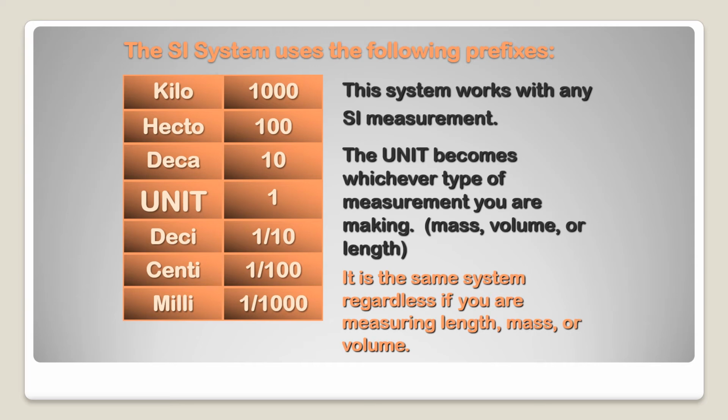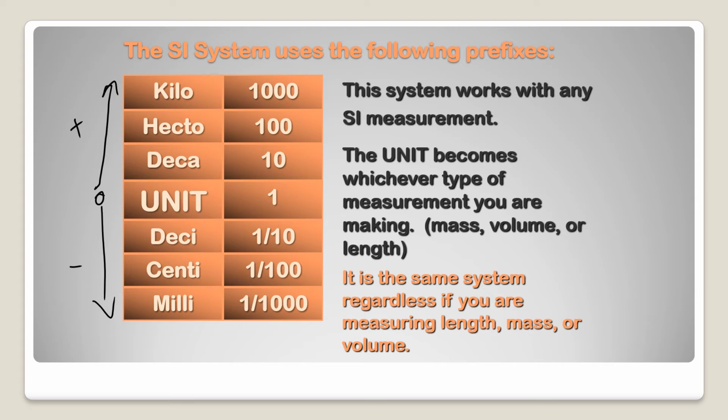So this system works with any SI measurement. This is the prefix system: kilo, hecto, deca, deci, centi, milli. And if you think of it like a number line, which you've probably seen in math before, this is like 0, and this is your positive side of the number line, and that's poorly drawn, but there's your negative side of the number line.